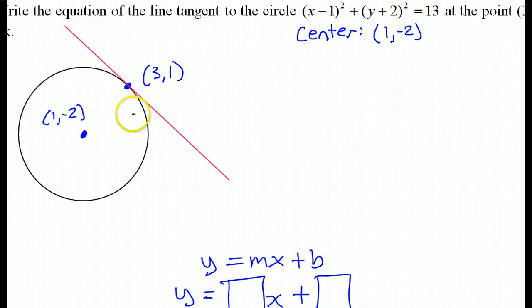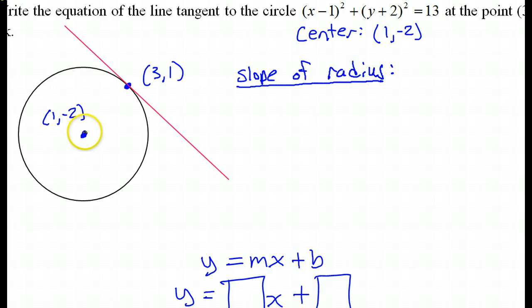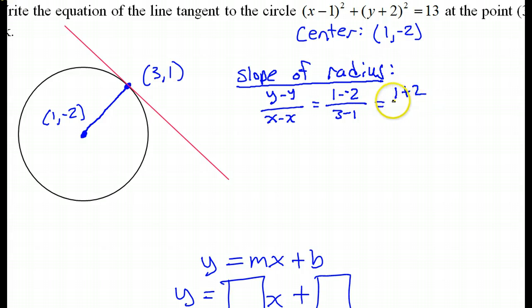Alright, so first let's go after the slope. Step 1 is we're going to start with the radius. Let's find the slope of the radius. Here's the radius right here, and I can use the slope formula, which is y minus y over x minus x, to get the slope of this radius. So I'm doing 1 minus negative 2, that's y minus y, over x minus x, so that's 3 minus 1. 1 minus negative 2 is the same thing as 1 plus 2. So this is 3 over 2. That is the slope of the radius.